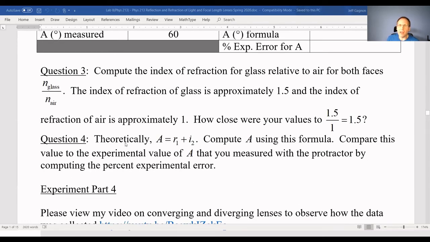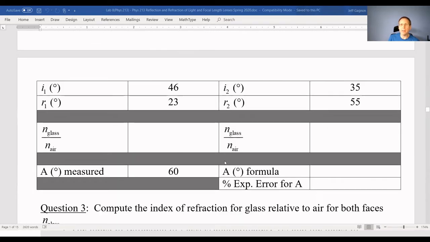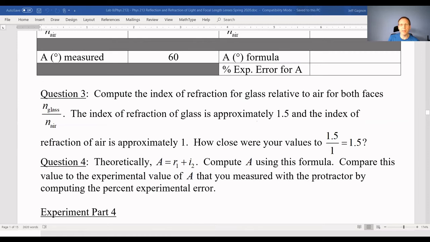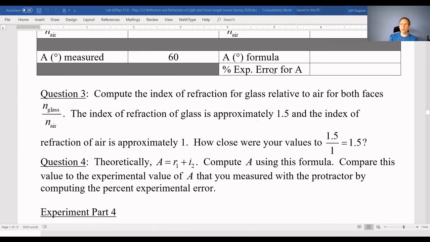All right, then theoretically, it turns out that this prism angle, this angle A, should equal R1 plus I2. You could show that using geometry. So based on the angles that I measured in my video, you want to calculate what A is from that formula. Basically, you're just adding these two angles together to get A. And then compare what you got from the formula to what we actually measured, which was 60 degrees, by computing the percent experimental error. Think of the formula as your gold standard, the one that you want to divide by, your accepted value.